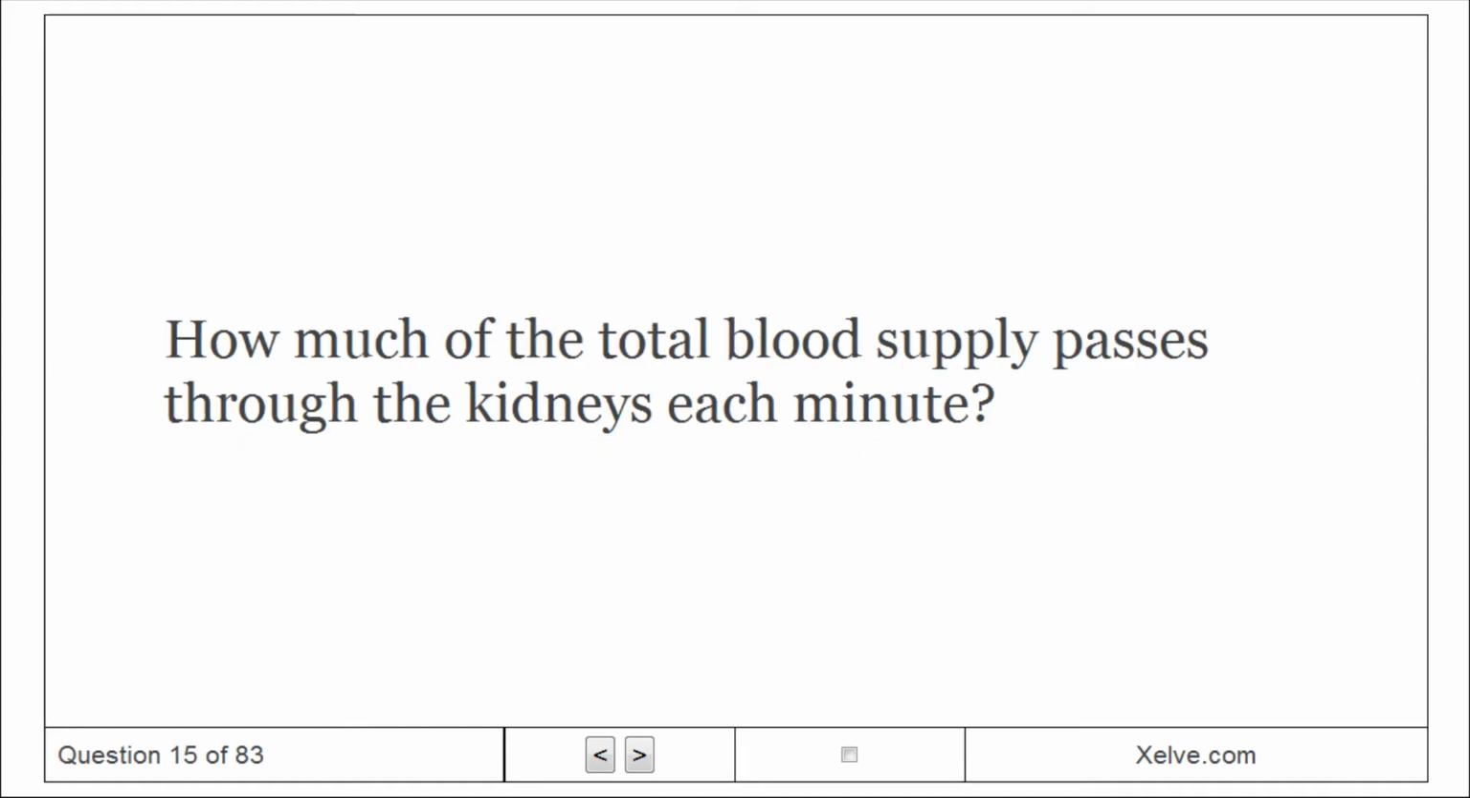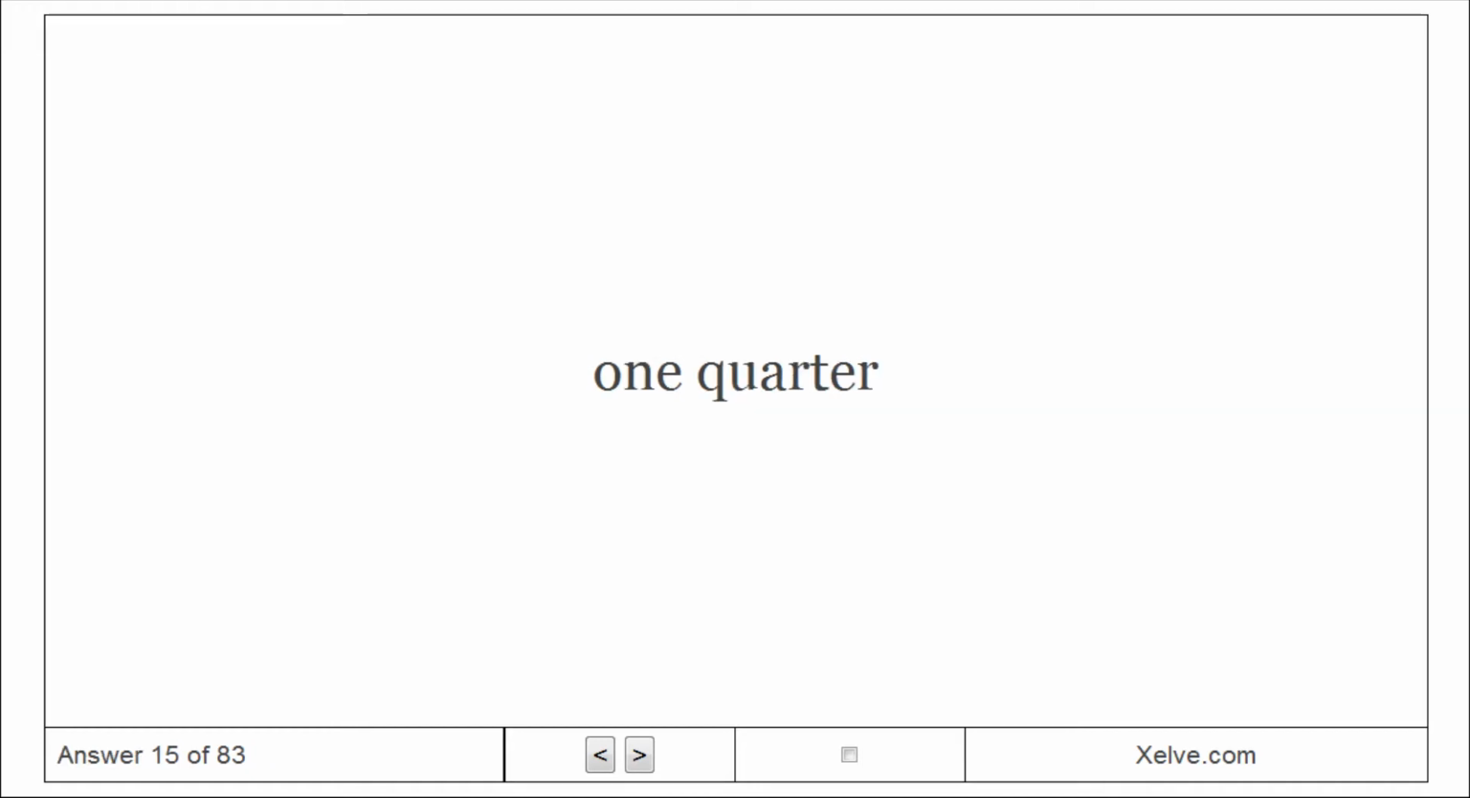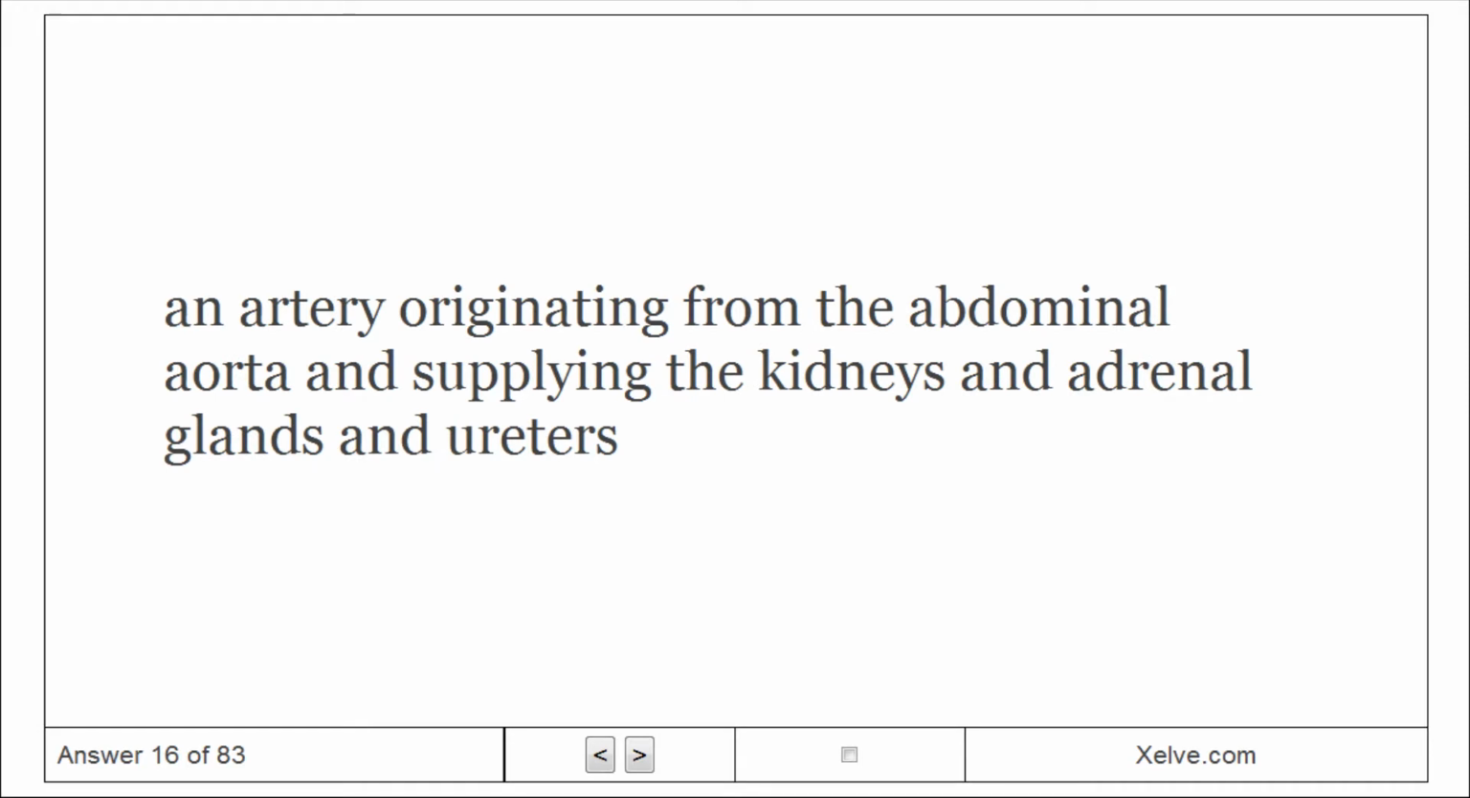How much of the total blood supply passes through the kidneys each minute? One quarter. Renal artery. An artery originating from the abdominal aorta and supplying the kidneys, adrenal glands, and ureters.